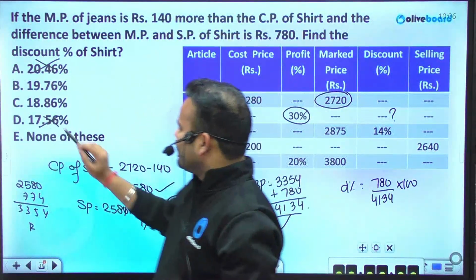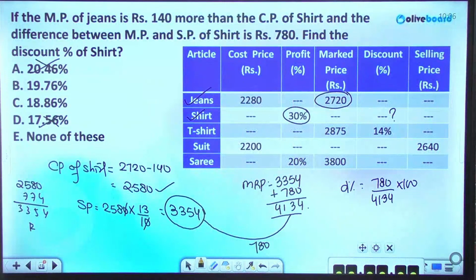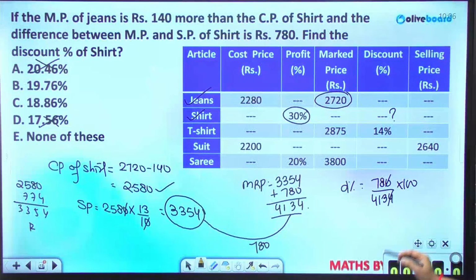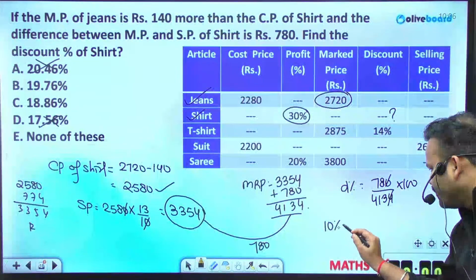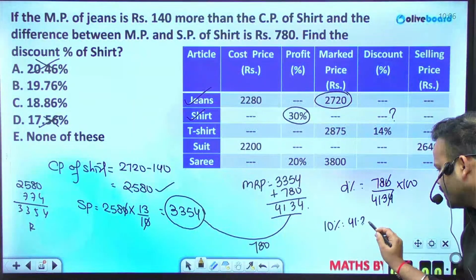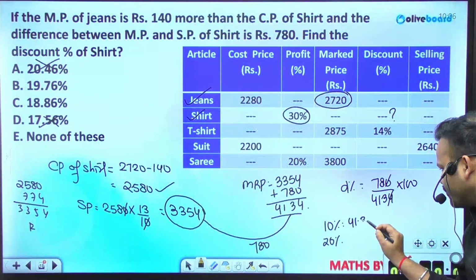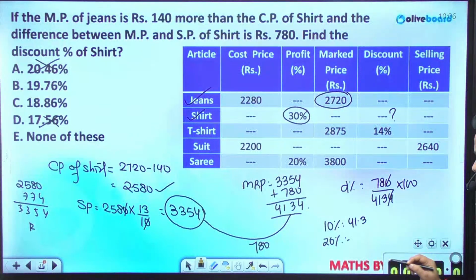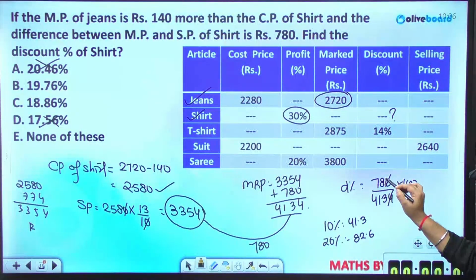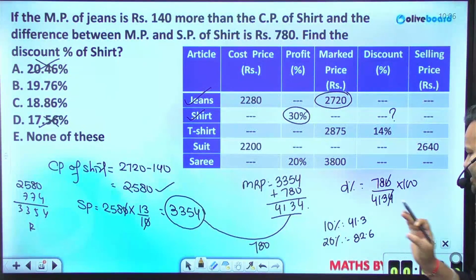Answer will be either this or this. 780 by 4134. So if you are eliminating this part, one of the numbers you have, what will the result be? So 10% will be 41.3. What about 20%? 10% will be 41.3, so 20% of this value will be 82.6. So you want to go till 78, you have traveled till 82. So that is 4.6 extra you have taken.